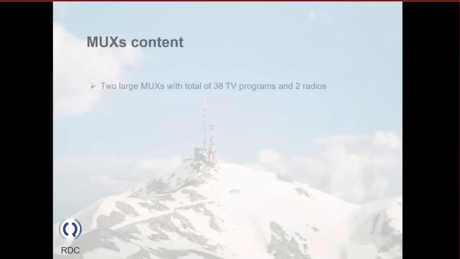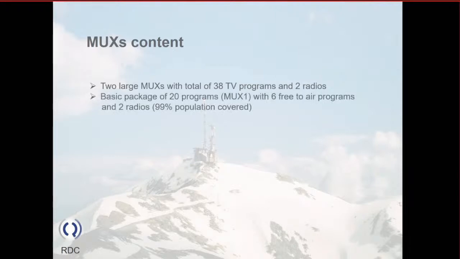Multiplex content, well, we have two large multiplexes with a total of 38 TV programs and 2 radios, with one basic package of 20 programs, which is essentially multiplex 1, with 6 free-to-air programs and 2 radios. This multiplex covers 99% of our population. Since we have lots of hills and mountains, our intention is not to cover the territory but the population, and this is how it works for us.